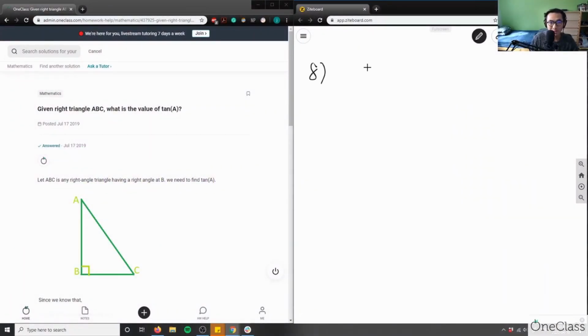Given the right angle ABC, what is the value of tan A? I'm not given any lengths here, so this is more of a conceptual question. This is triangle ABC. What is the value of tangent A? This is tangent A here.